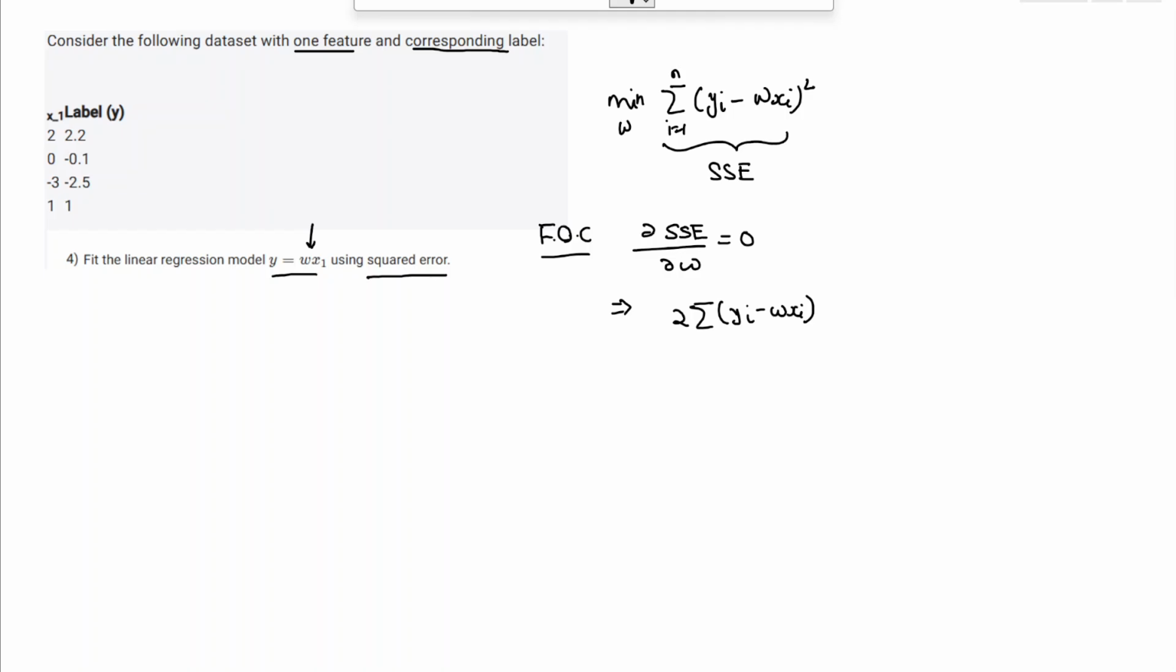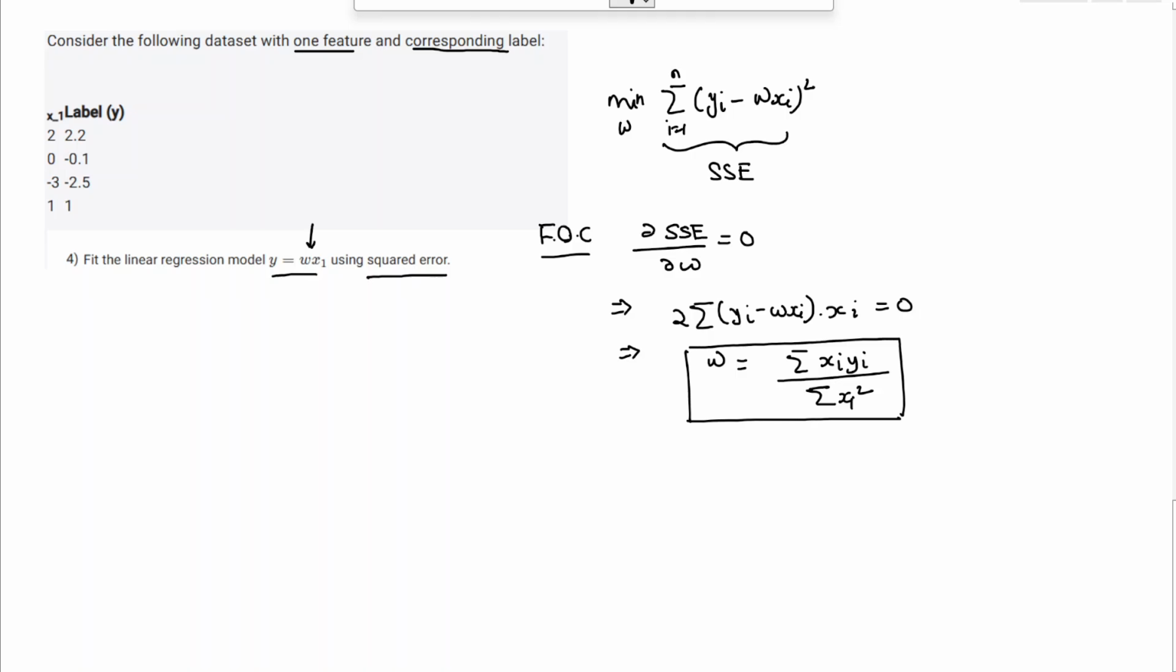2 times summation of (yi minus w xi), and then we will also have an xi. Now this is equal to 0, right? What does that mean? That means that we can rearrange it to obtain w equals summation of xi yi divided by summation of xi square. This is what we get, right? This is how we can obtain the value of w.